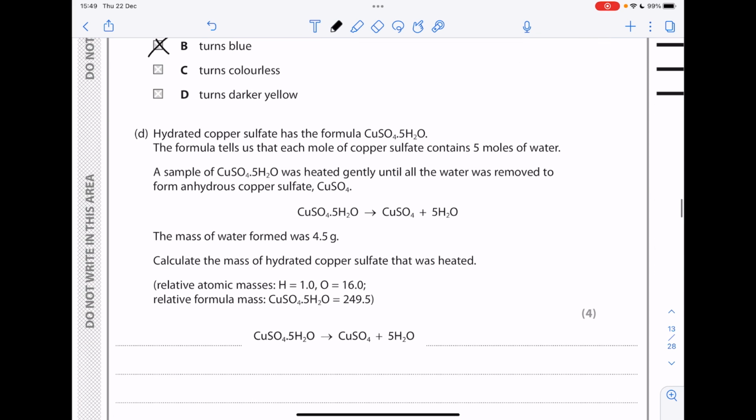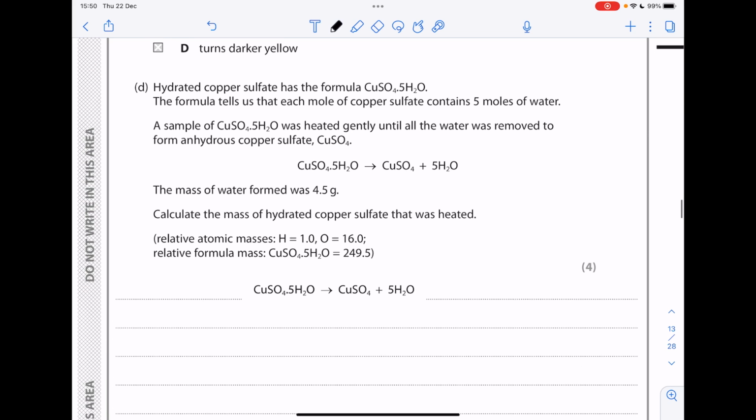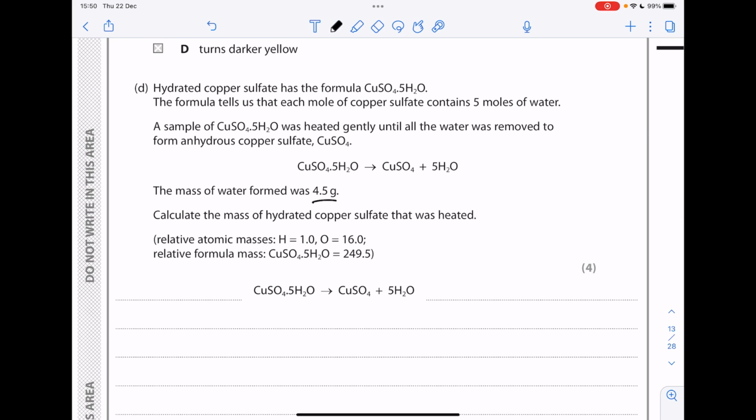Hydrated copper sulfate has the formula. The formula tells us that each mole of copper sulfate contains 5 moles of water. A sample of this was heated until all the water was removed to form anhydrous copper sulfate. The mass of water formed was 4.5 grams. Calculate the mass of hydrated copper sulfate that was heated.